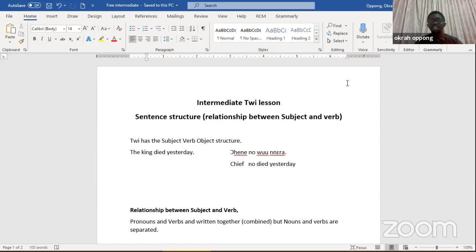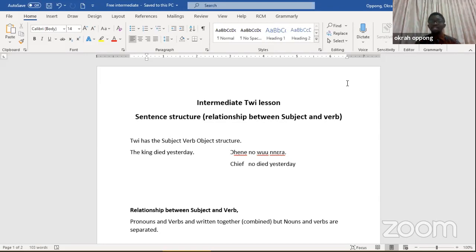In Twi, we also mention the subject first, which is ohene no. Then we mention the verb, which is wu, which means died. Then nera means yesterday. So when you talk about sentence structure, the structure of English is also the same as the structure of Twi. That's one thing about Indo-European languages, and it's also the same with Kiswahili. Kiswahili also has this SVO structure, the subject, the verb, and the object. So that's the sentence structure.